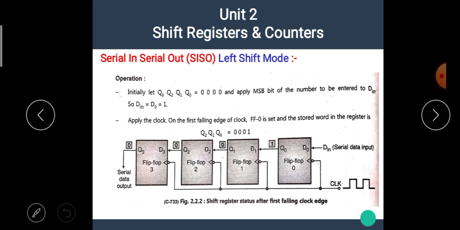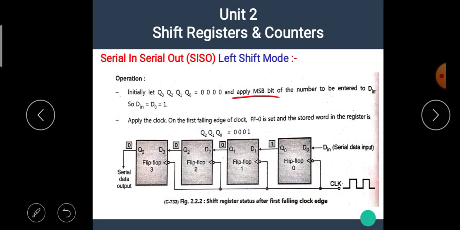Now let's see the operation here. Initially, that means in the starting condition, all the outputs have the value 0 0 0 0. Let Q3 have the value 0, Q2 the value 0, Q1 the value 0, and Q0 also the value 0. This is the initial condition.